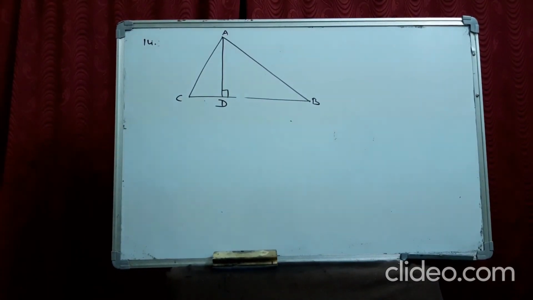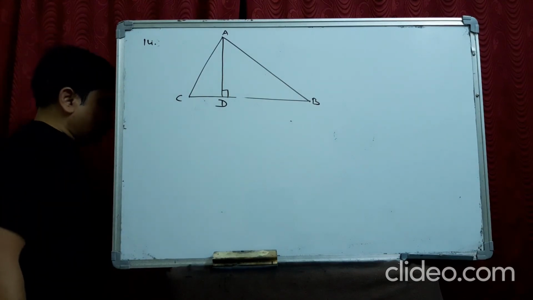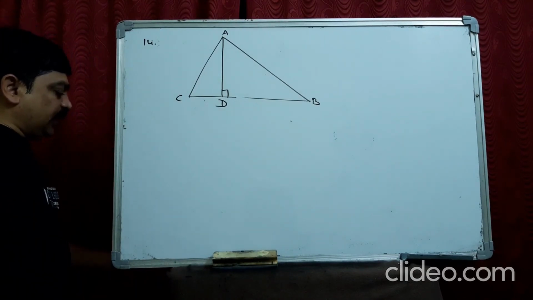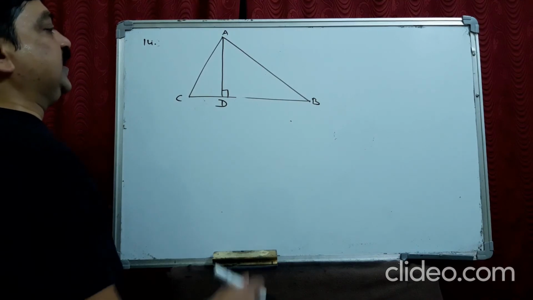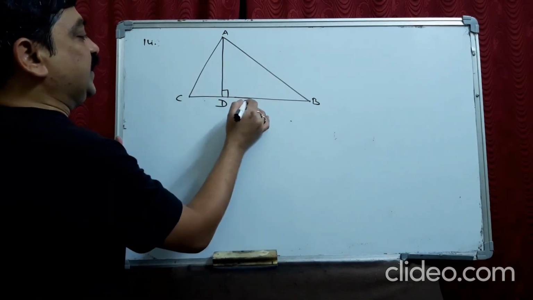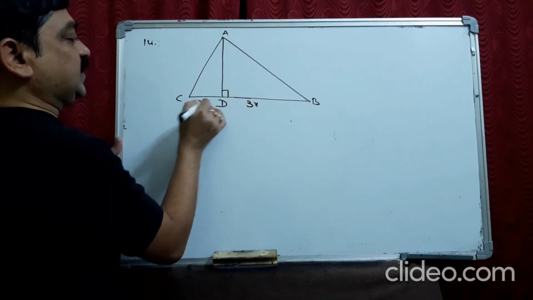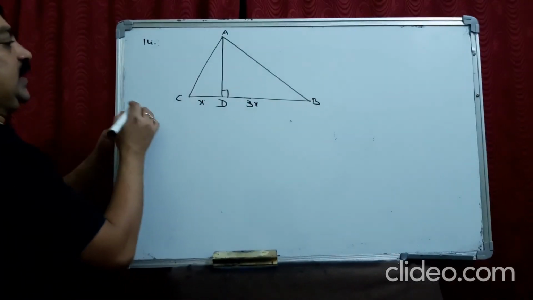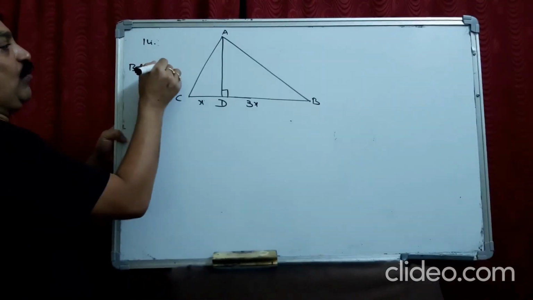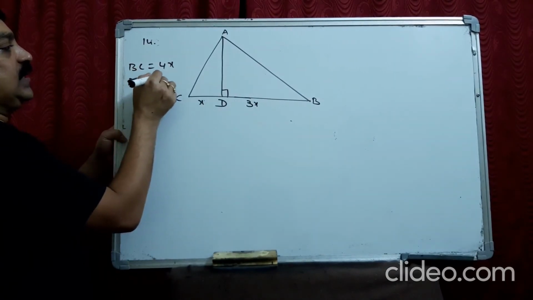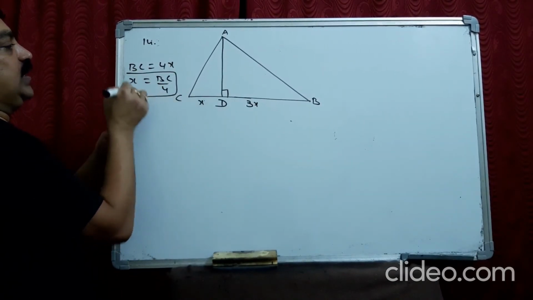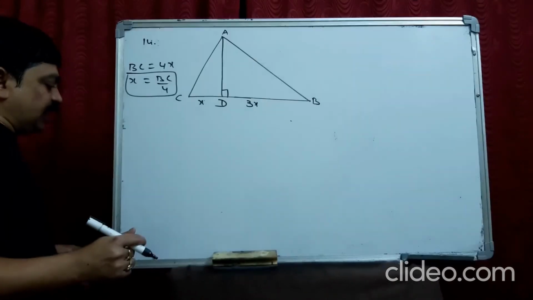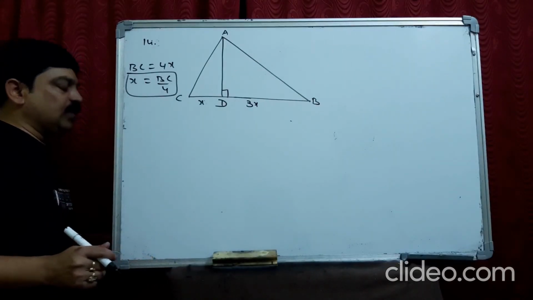Okay. See in the 14th question, what did they give? You're given a right angle triangle, DB is equal to 3CD. So if DB is 3x, CD will be x. In the same way, BC will be 4x, and you can write x as BC by 4, which we use later. And RTP is 2AB square equal to 2AC square plus BC square.